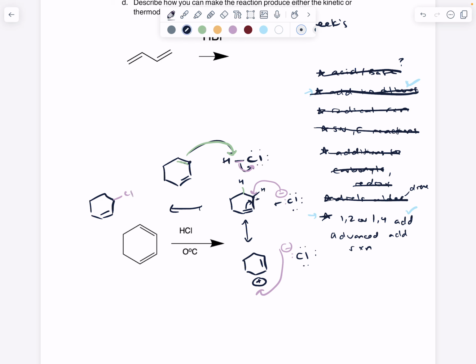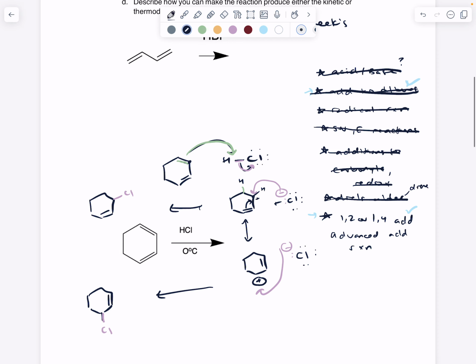And for this one, I'm going to draw it in purple. Okay, so these look like, as you might initially think, a thermodynamic and a kinetic product, but if you rotate this just slightly, you might notice that these are the same product.